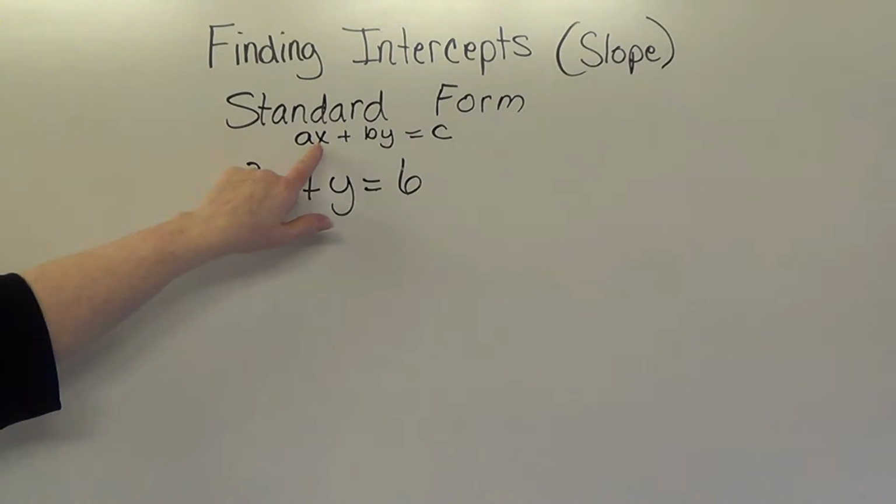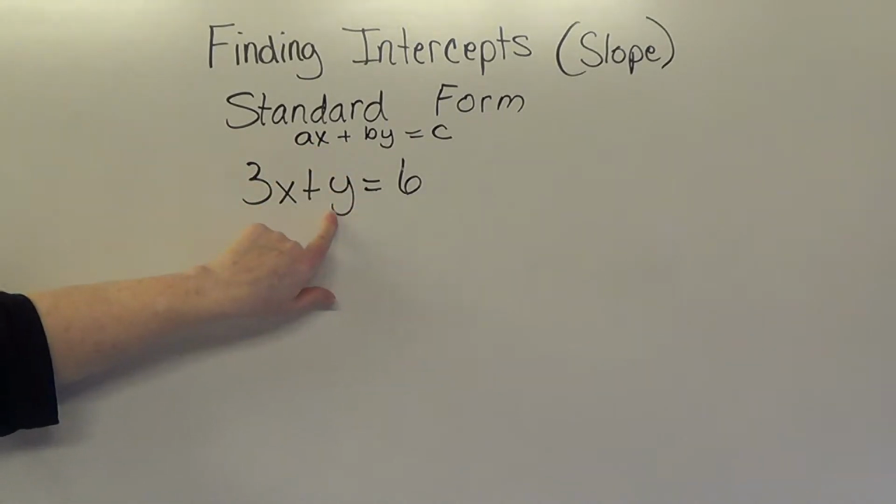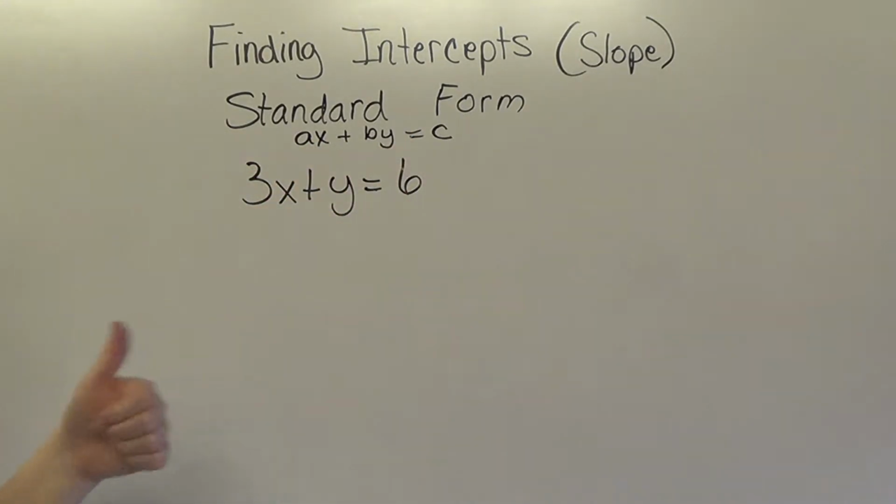Is this in standard form? Do you have your x value, your y value, your equal sign, and then your number? Yes. Okay, well there's a real easy way to find your intercepts so you can graph quickly. What we're going to do is first we're going to let y be 0.